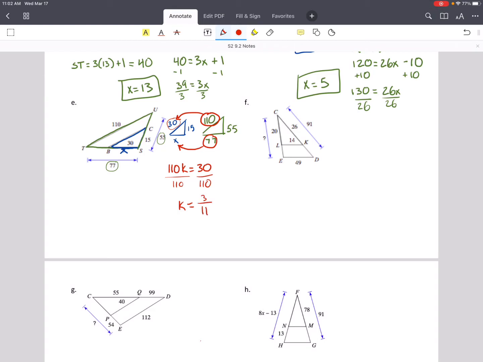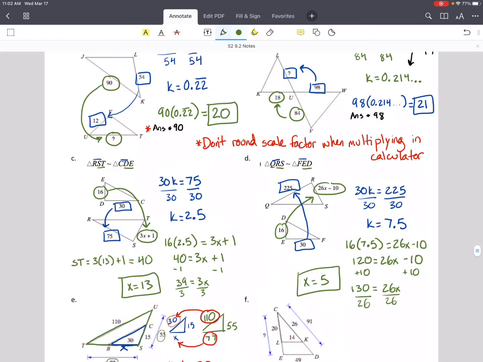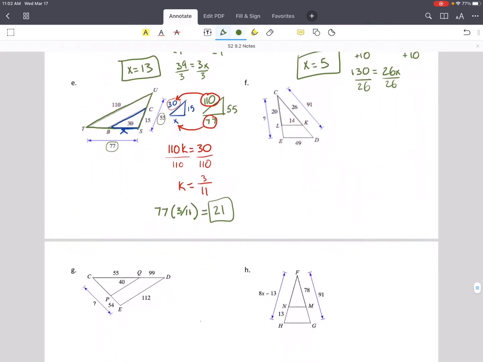And now when I go to find the other length, I can just do 77 times 3 divided by 11 in my calculator. So 77 parentheses 3 divided by 11. And I get 21. Or you could do it the way that we did in our previous examples where we just did like answer times 90 for all of those. That works too. Okay, let's do it again on the next problem.